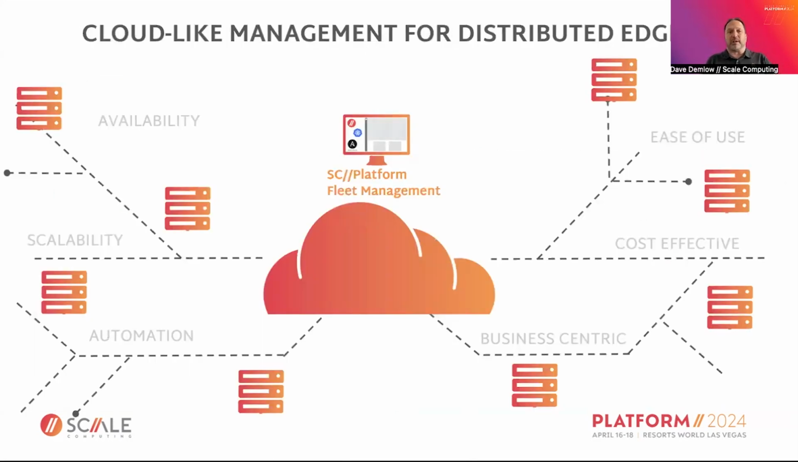So again, to summarize, really our goal at scale is to provide cloud-like management for your distributed resources, whether they're at the edge, in a centralized data center, or running in other public clouds. Craig, other things to add, I guess, in summary here?